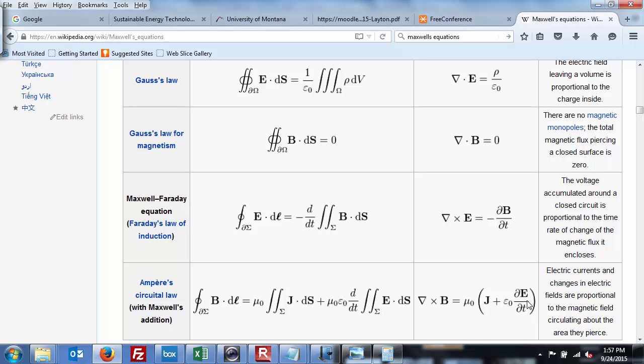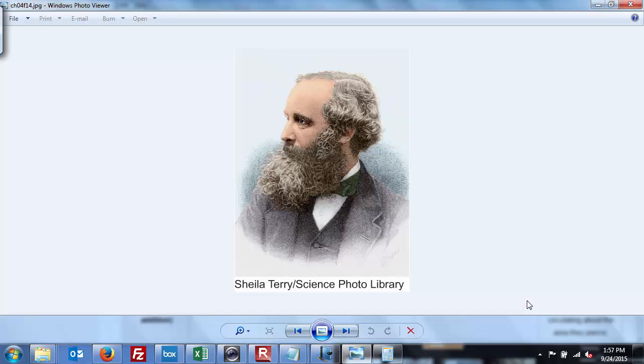So Faraday sort of knew this intuitively. He was doing experiments. Maxwell came along and put them all together into one set. Okay, so there's Maxwell.